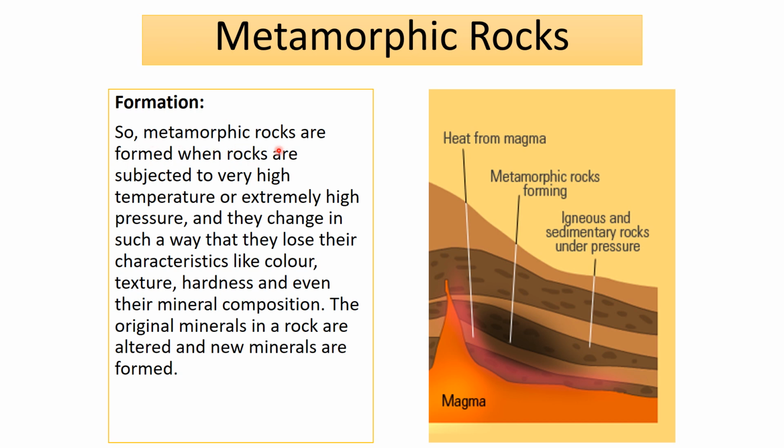So, metamorphic rocks are formed when rocks are subjected to very high temperature or extremely high pressure, and they change in such a way that they lose their characteristics like color, texture, hardness, and even their mineral composition. The original minerals in a rock are altered and new minerals are formed.